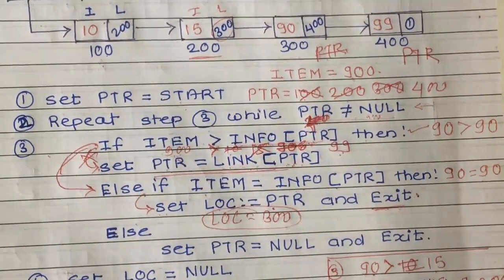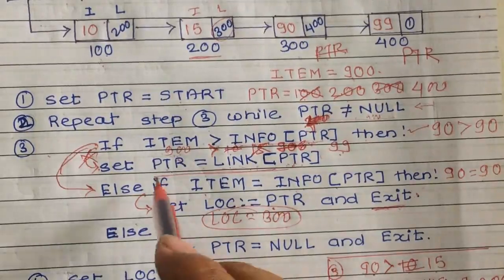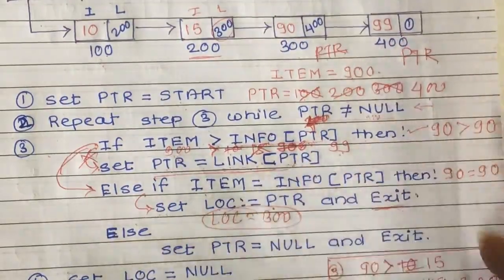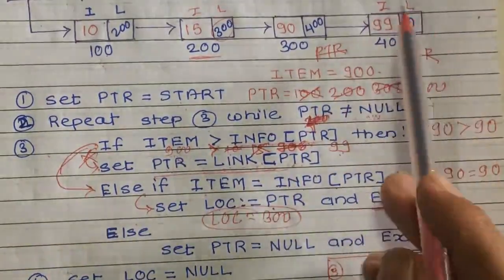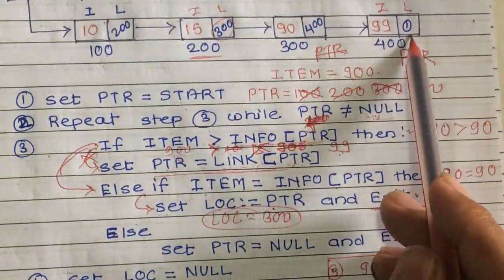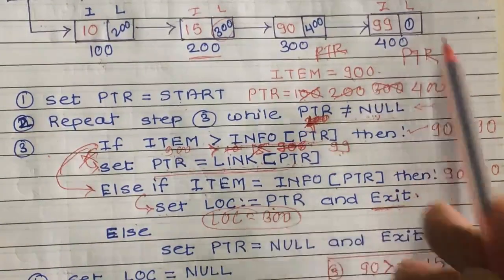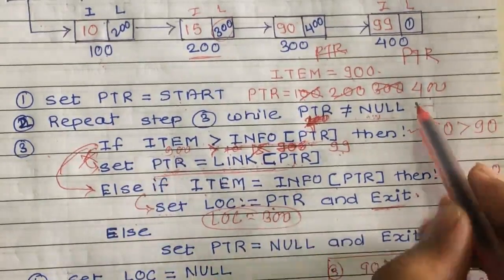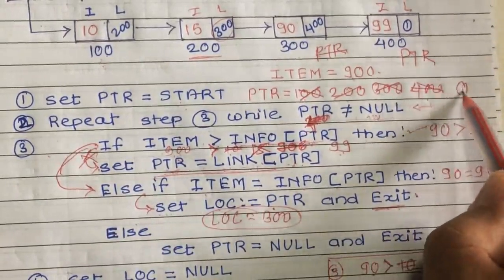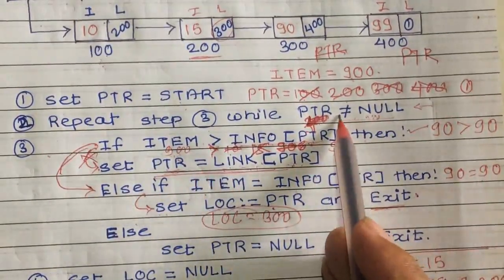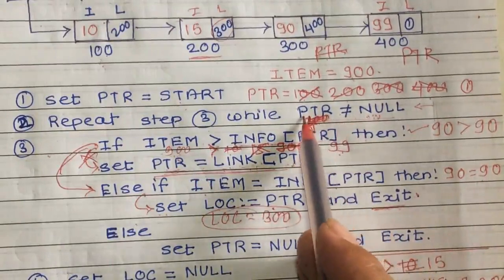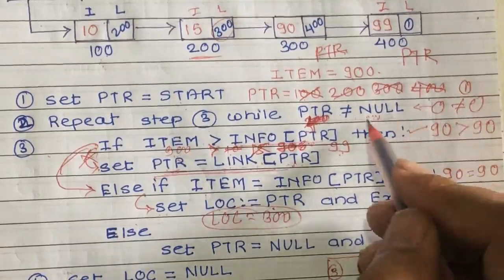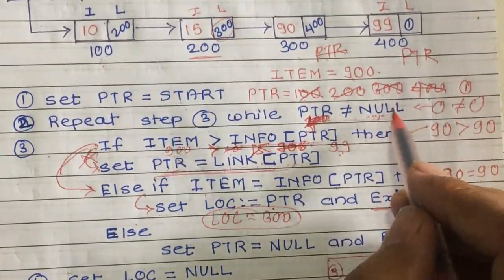What do we have to do? We have to simply move towards the next location by setting PTR is equals to link of PTR. PTR is equals to 400, and link of 400. This is the info part and this is the link part. Remember, this is the link part. And in the link part of 400, what are we having? We are having 0. So the value of PTR becomes 0. Control will come over here. Here it will check 0 is not equals to 0. Null means 0. No, it is equals to 0.